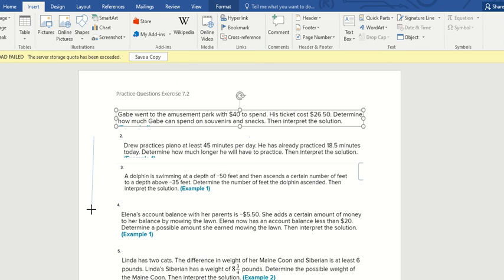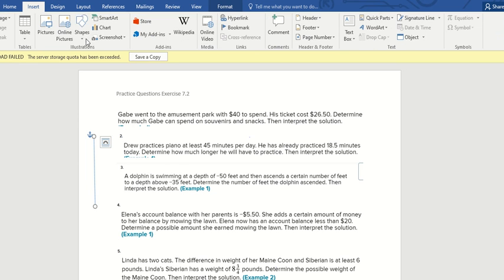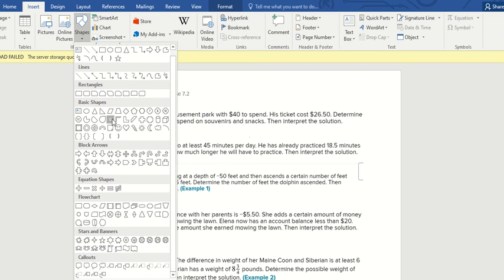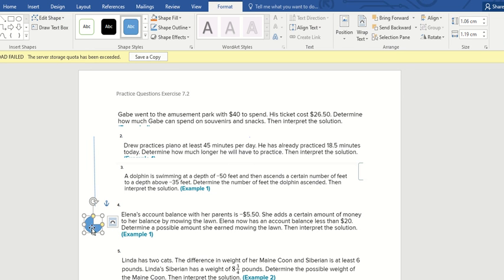Let me draw here for this. For example, this is sea depth. Okay, and let's make a shape. I don't have a dolphin in this shape, but this symbol is at least looking like something. Okay, consider a dolphin is swimming at the depth of minus 50 feet.